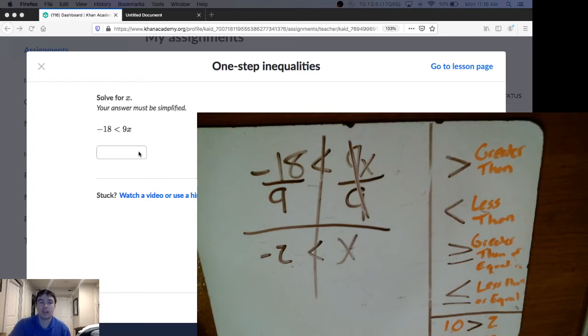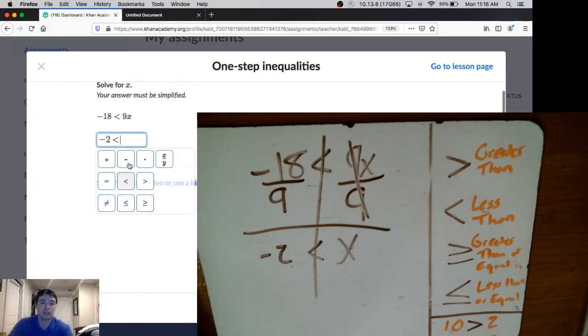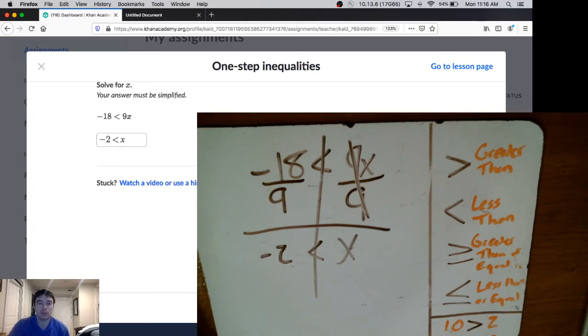In this case, negative 2 needs to be less in value than whatever x is. Or another way to think about it, it's saying x needs to be greater than negative 2 if you flip the inequality around.